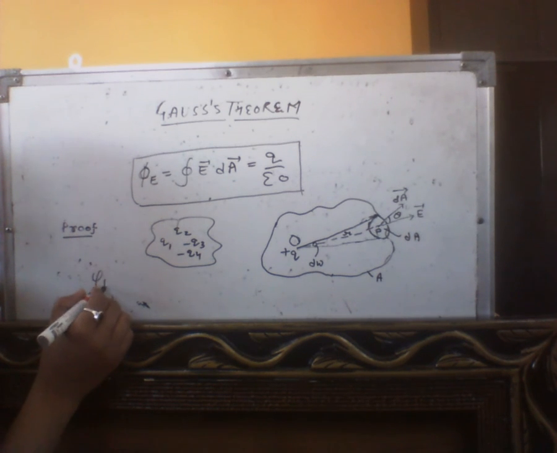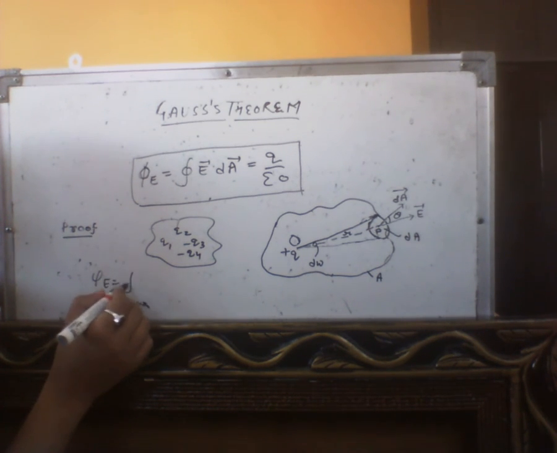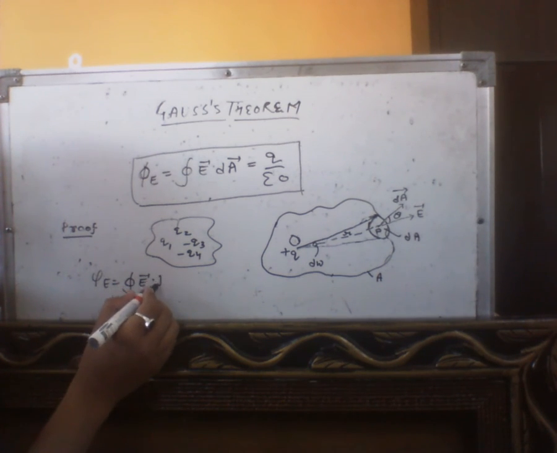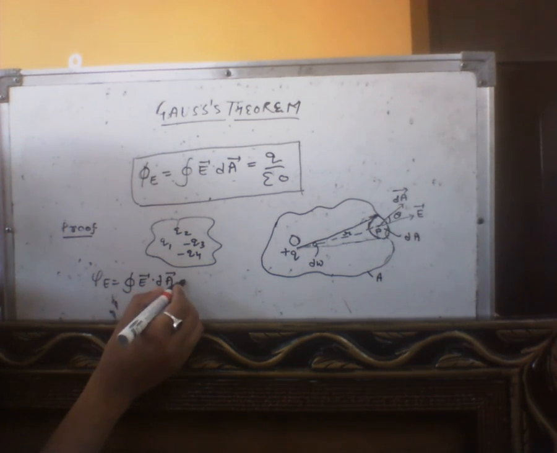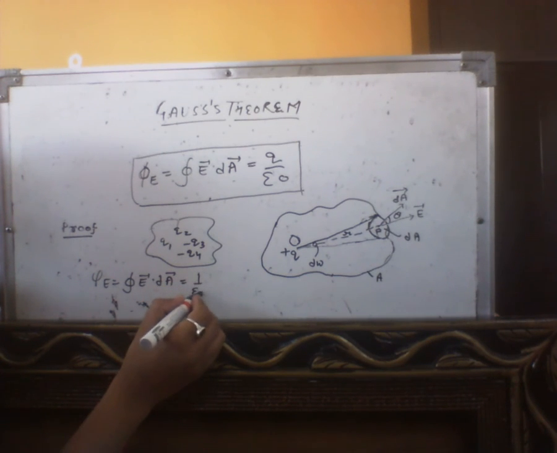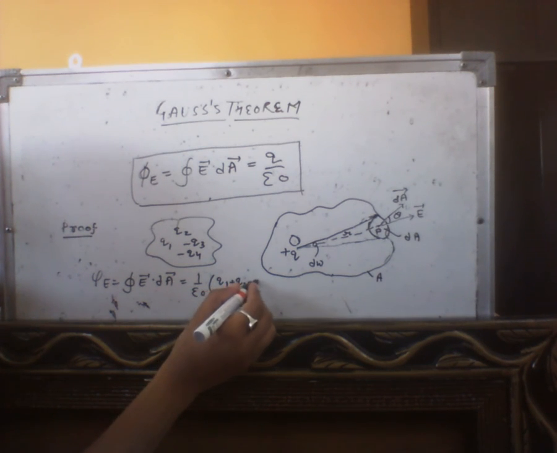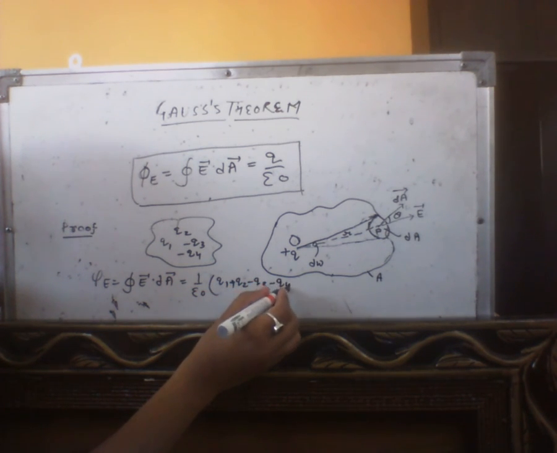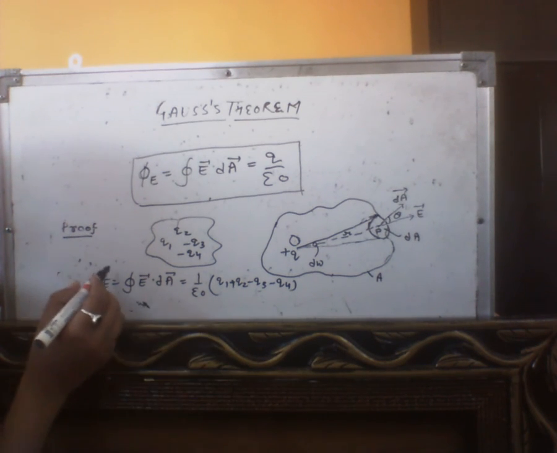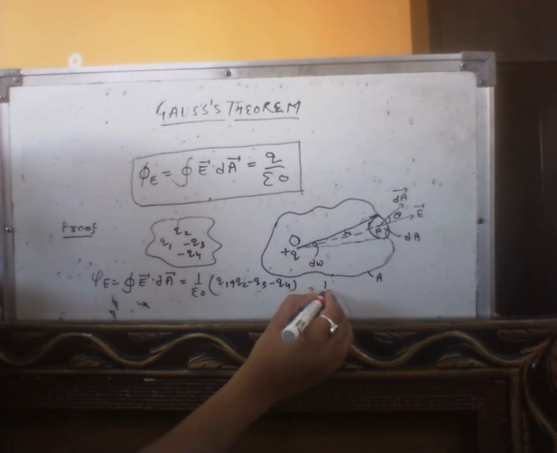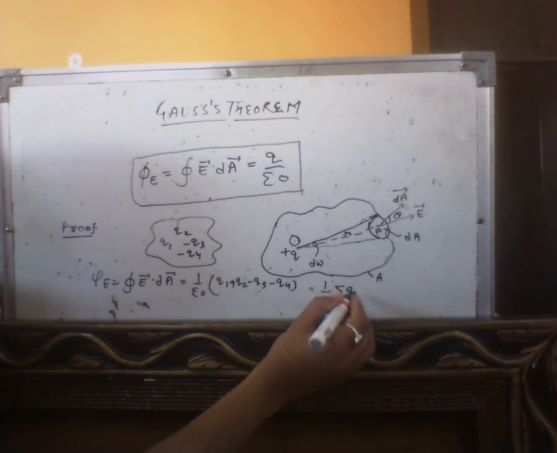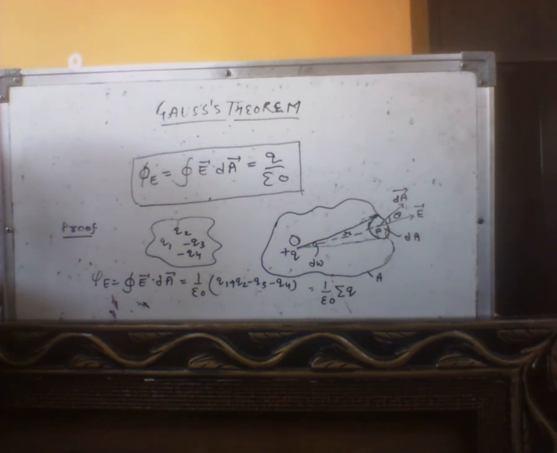Phi E is equal to integration E dot dA equals 1 upon epsilon naught times the total charge q1 plus q2 minus q3 minus q4, or it can be written as 1 upon epsilon naught sigma q, where sigma q is the algebraic sum of all the charges enclosed by that surface.